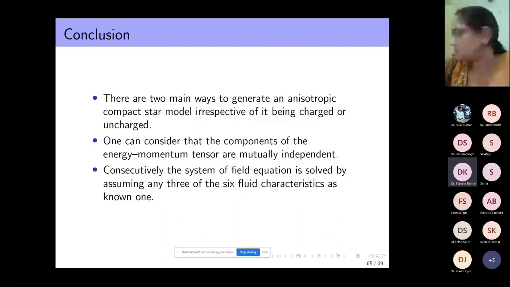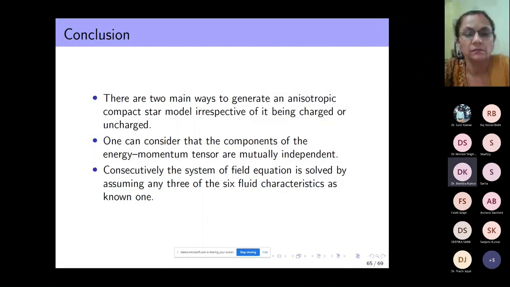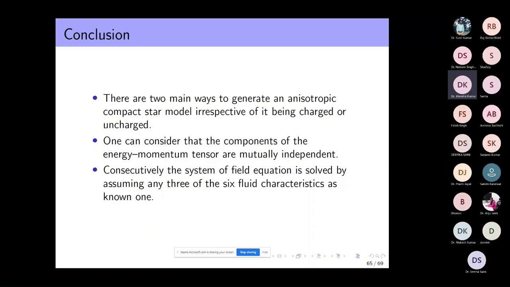So now one can consider that the components of the energy momentum tensor are mutually independent. All these components are mutually independent. Consequently, the system of field equations is solved by assuming some theory. So that is the first approach to obtain exact solutions of the field equations. We assume any three unknowns and try to find the other three unknowns. And for that we have discussed the criteria.